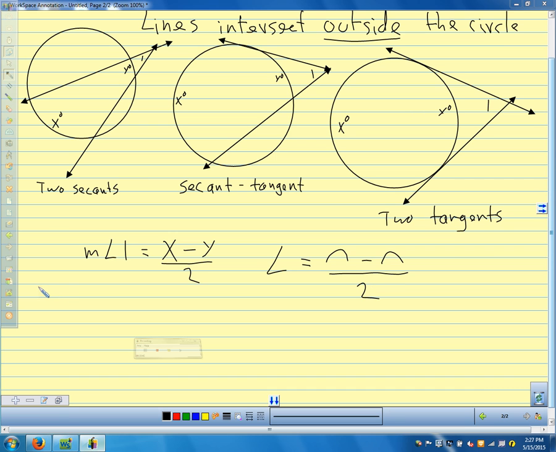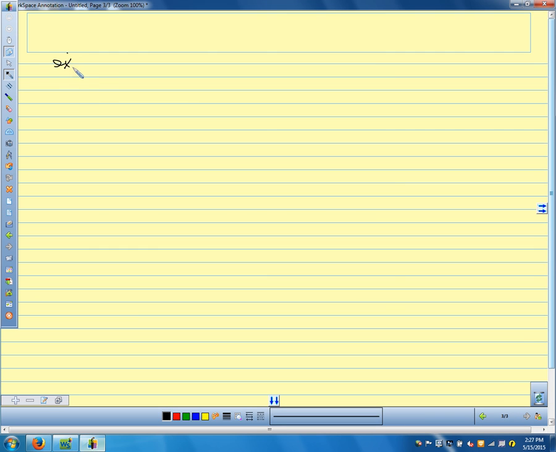Now, when we do our test over chapter 12, we have a note sheet that has these formulas written on the note sheet for the different situations. So you have the formulas that you'll be able to use. And the same for the inscribed angle. The angle equals the arc divided by 2, etc. Well, those will be on the sheet as well. All right, so let's look at a couple of examples.